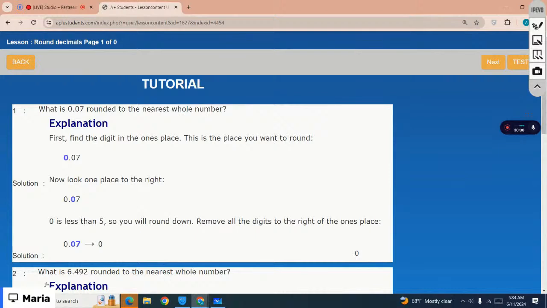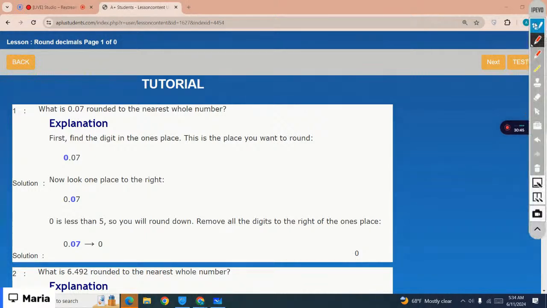So you have to round off 0.07 to the nearest whole number. So let's see how we round off, right? You need to round off to the whole number. After the decimal, the first digit is 0 and 0 is less than 5. So that means you can round off to the whole number, that is exactly 0. So 0.07 is rounded off to 0, right?